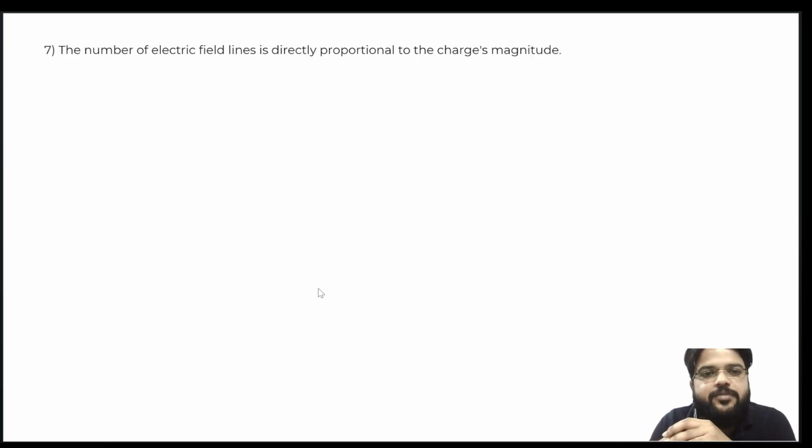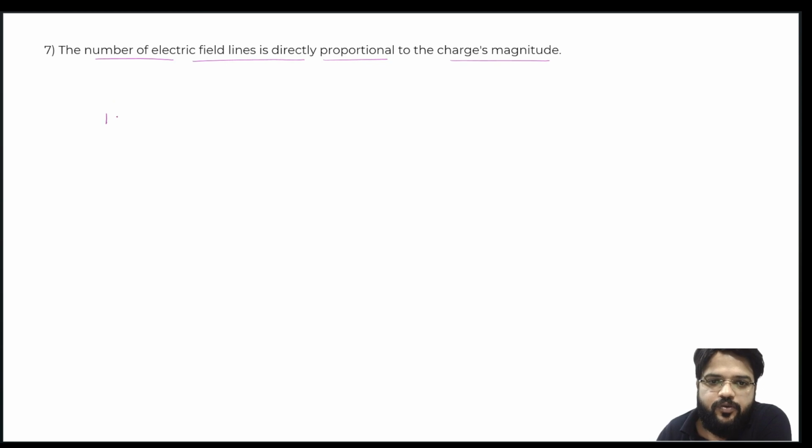Let's see property number 7, everyone. The number of electric field lines is directly proportional to the charge magnitude. So this is property number 7. And what is the sense of this property? Let's suppose we have a 1 coulomb charge and a 2 coulomb charge, and we want to draw the field diagram for the 1 coulomb and 2 coulomb charges.